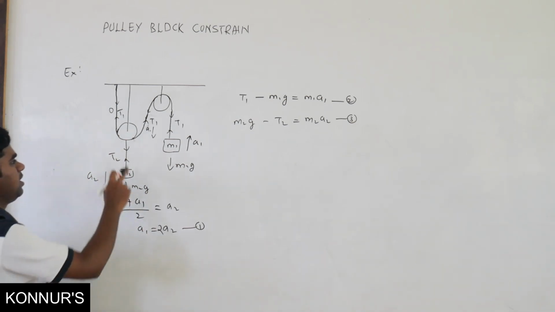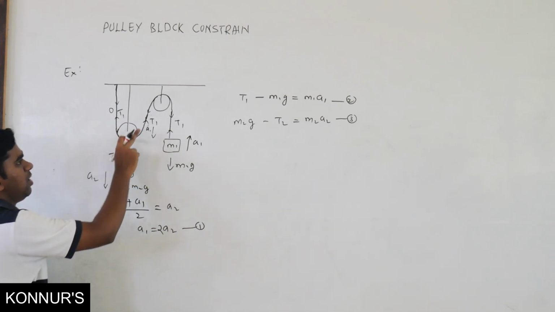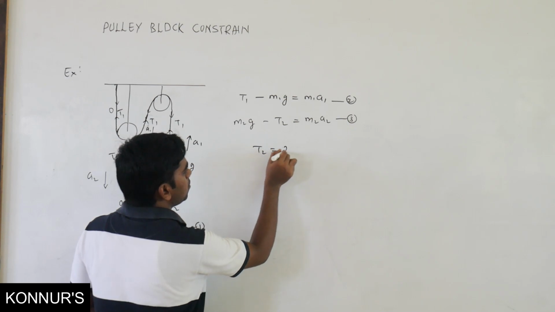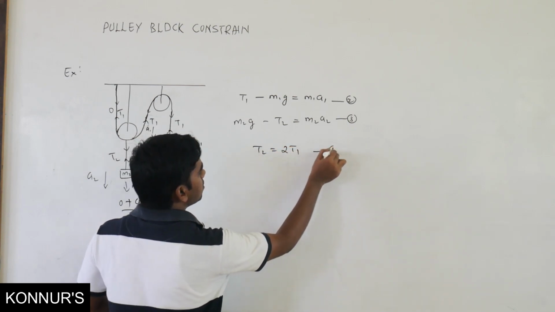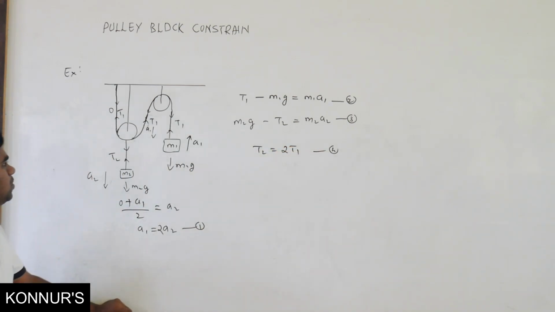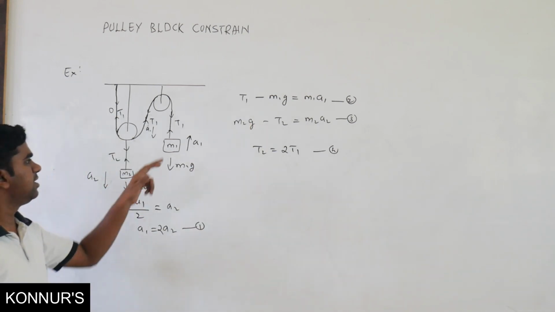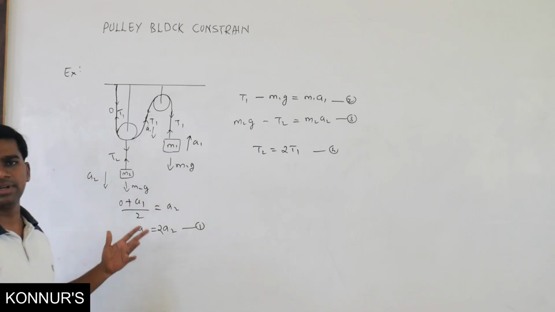What is that? Here tension downward is T2, upward is T1 and T1. So T2 equals 2 times T1. So we got one more. If you solve all these 4 equations, you can get A1, A2, T1 and T2.